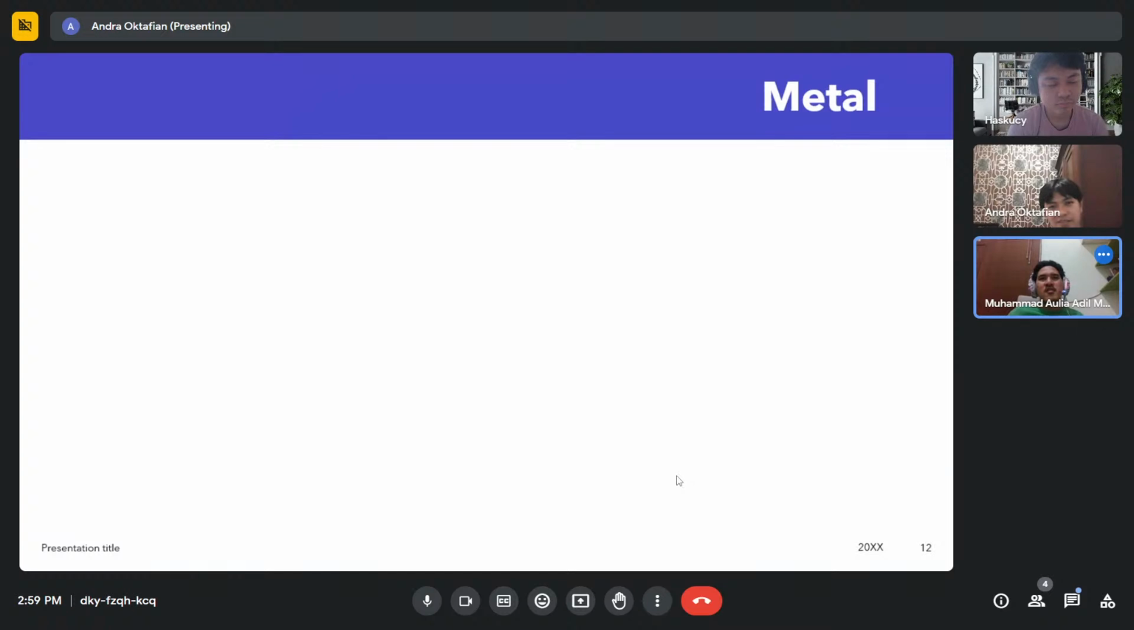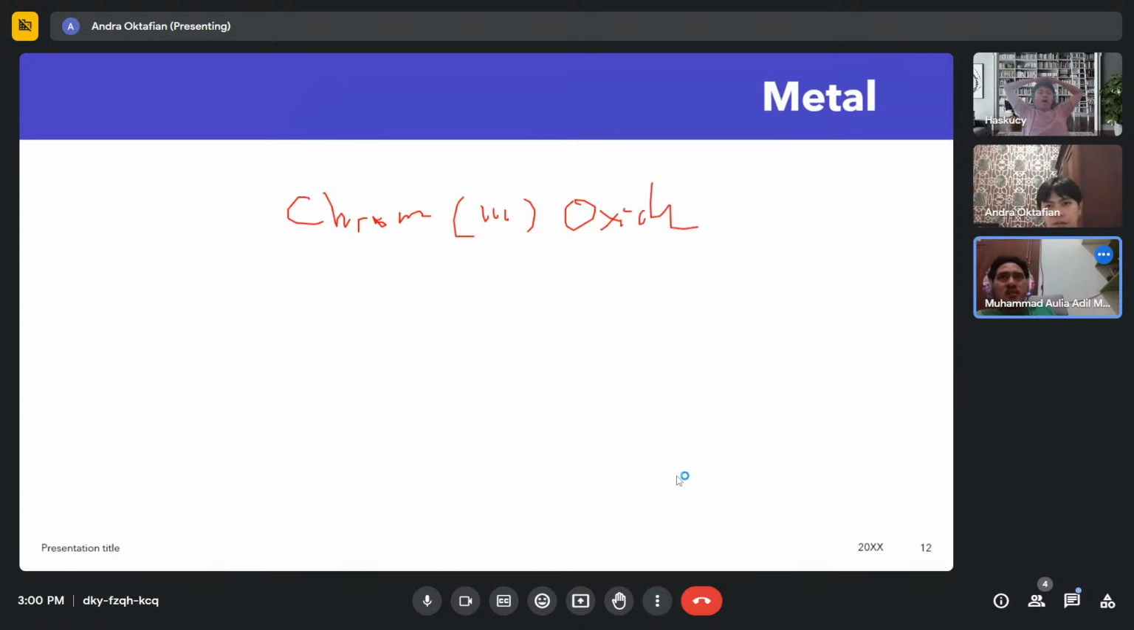Okay, and then next, we start with how to write the formula from the name. For example, chrome oxide. First of all, Andrea, here we are talking about metal characteristics, right? Yeah, we're talking about metal characteristics, oxidation state. This is the last material that I will give you, as the time is up. No problem.